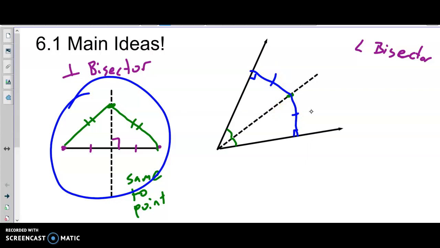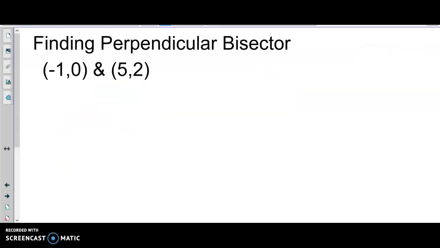And so that creates equations, right? I can set this equal to this. I can set this equal to this. That allows me to set up the equations to do that. But besides setting up the equations, the main problem that comes from 6.1 is something that looks like this: finding a perpendicular bisector for (-1, 0) and (5, 2).